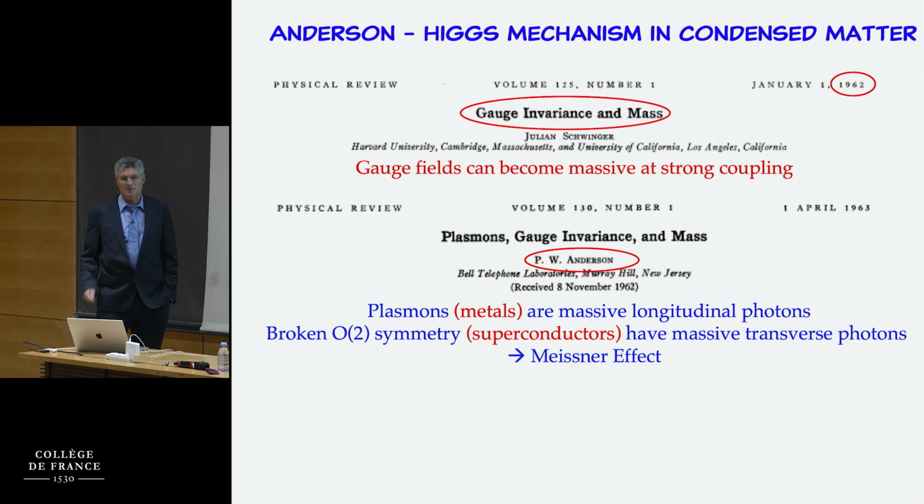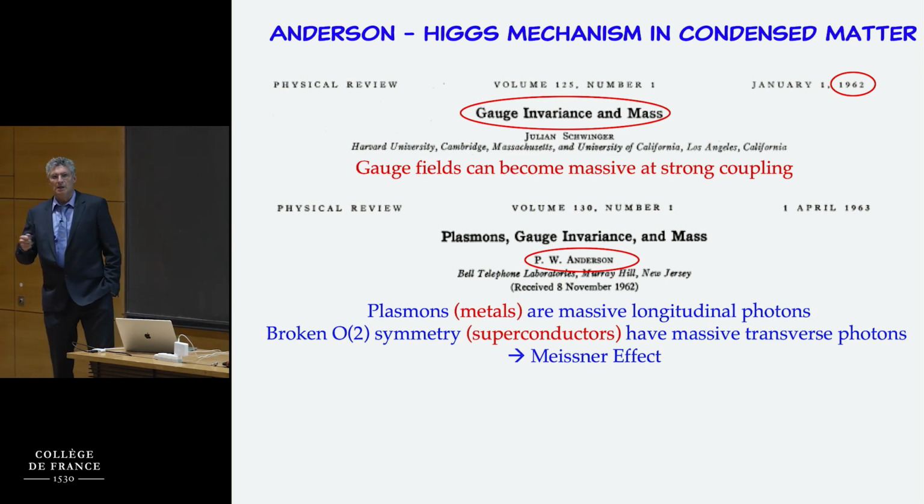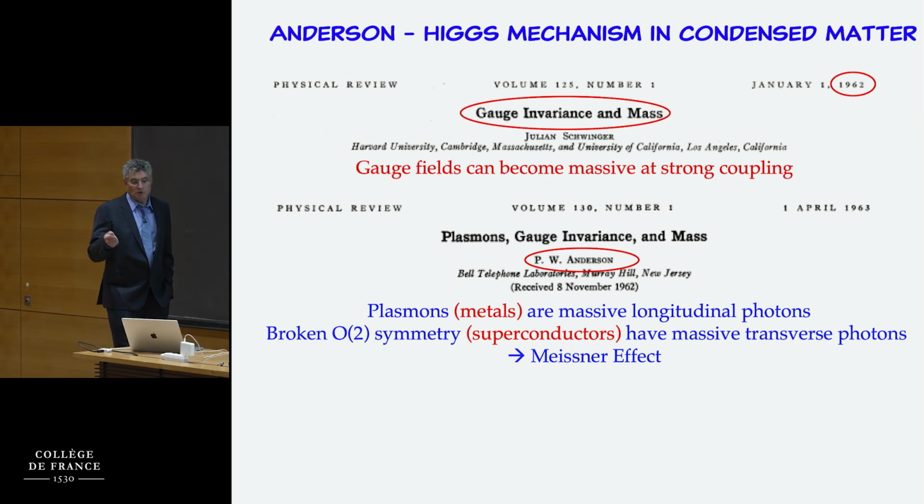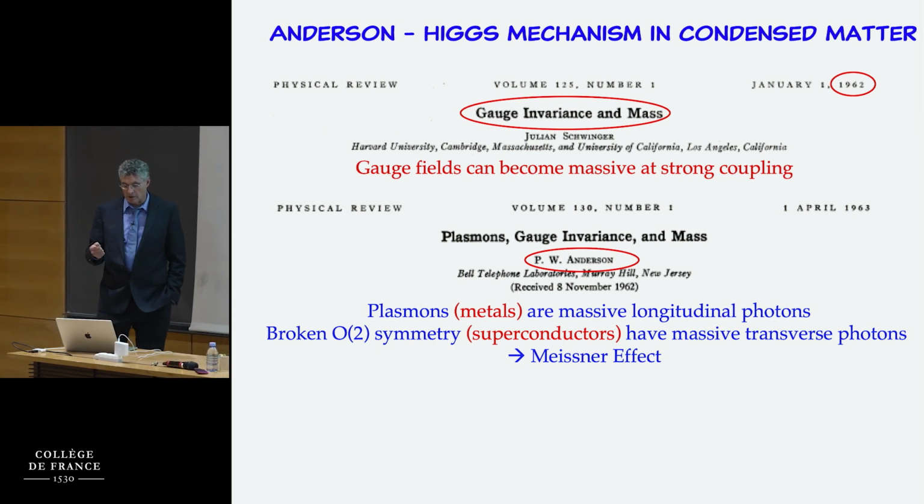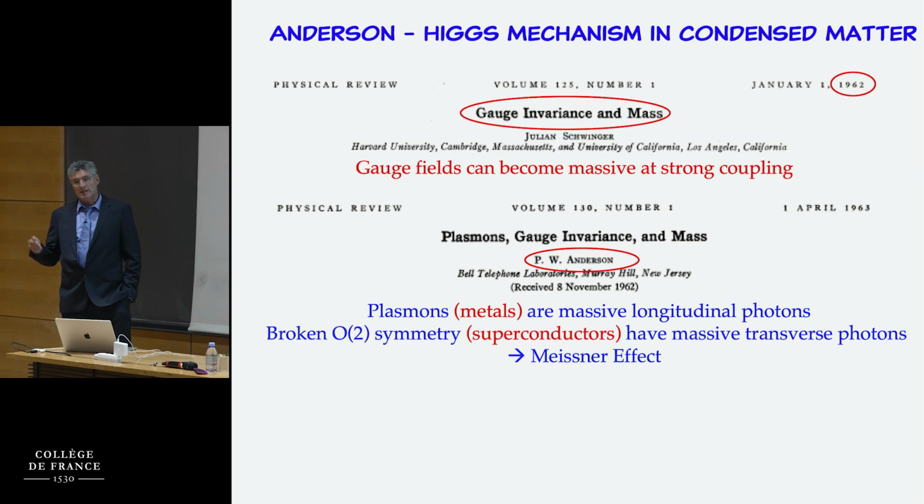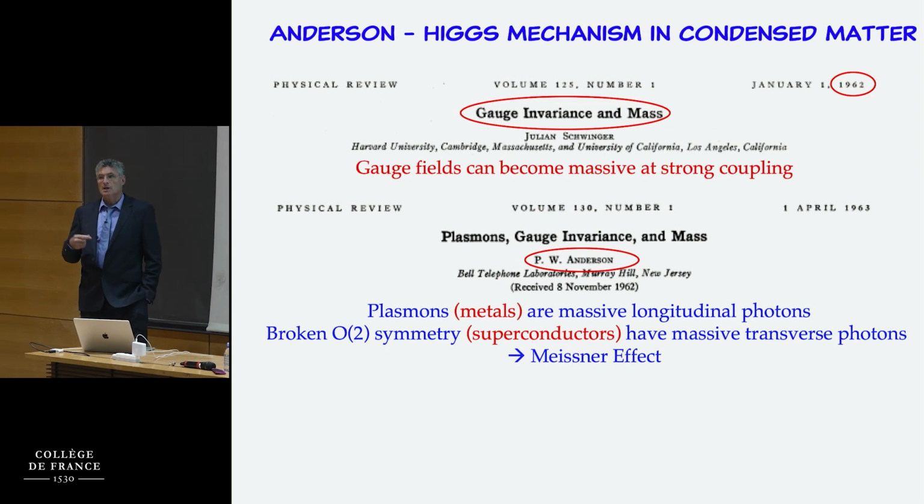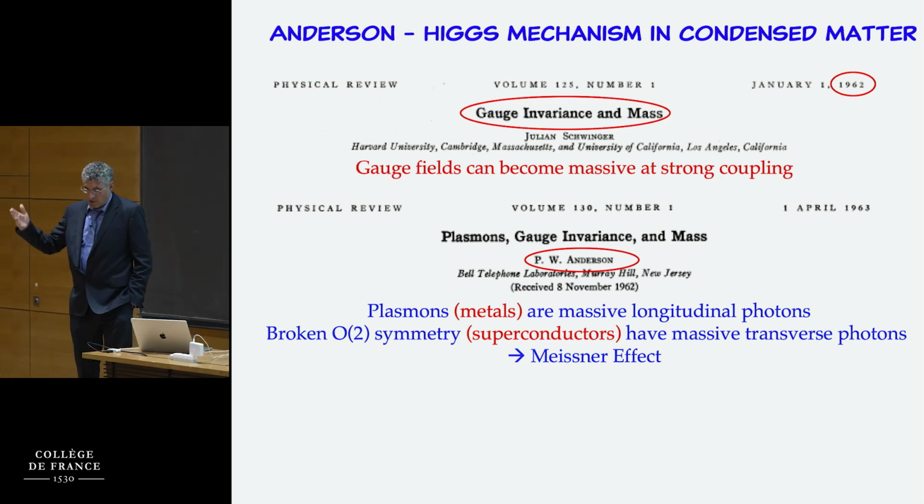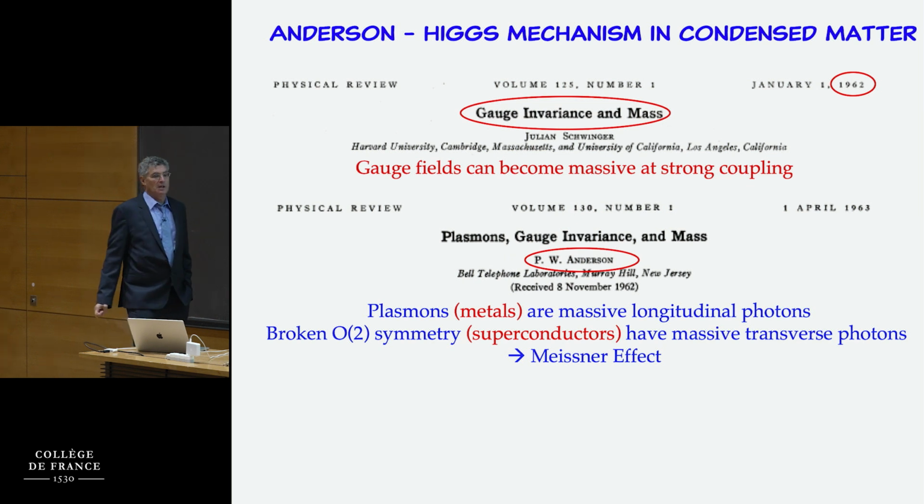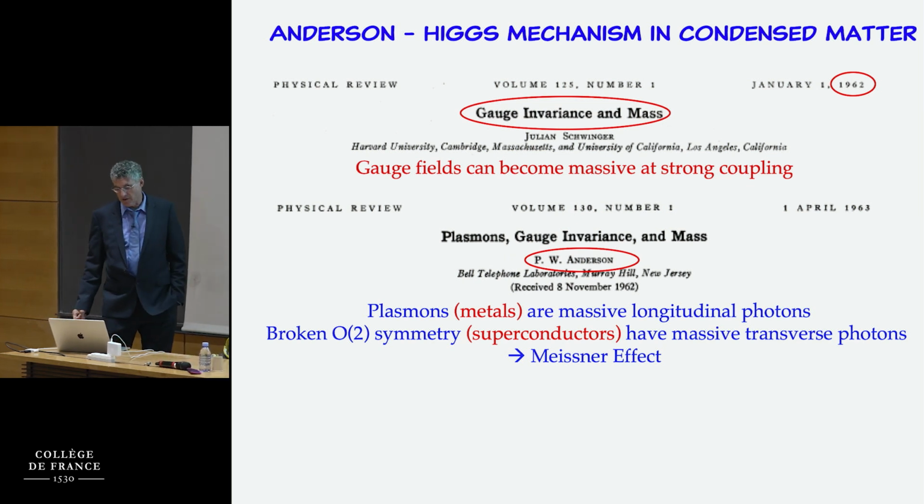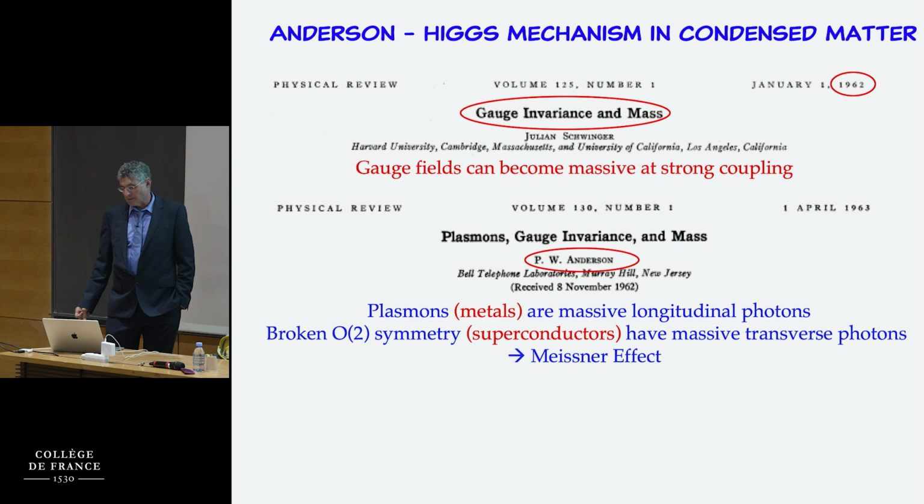But then he, as a bit of an afterthought, at the end of the paper, said that if you have broken U(1) symmetry, essentially, if you have a superconductor, then not only do you have plasmons, but you also have transverse massive photons. And this is the Meissner effect, where the magnetic field decays exponentially into the sample, because essentially the transverse photons become massive. And he gave that as just an example of how you give mass to gauge fields.